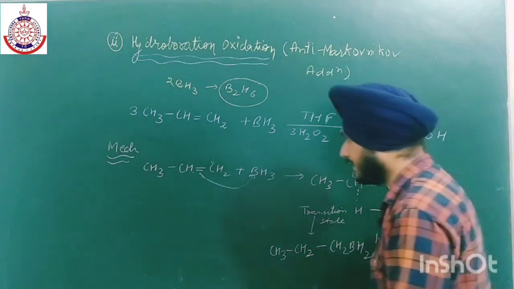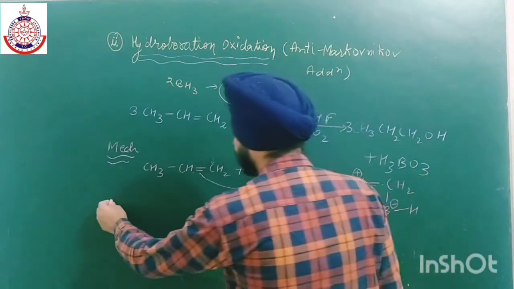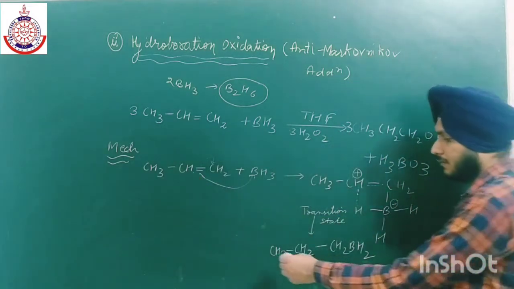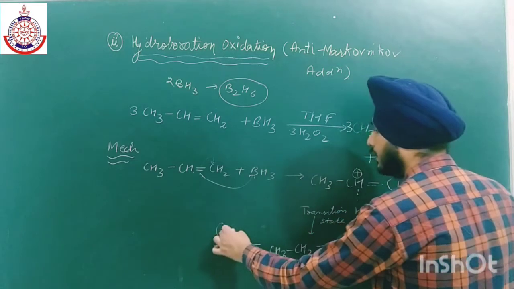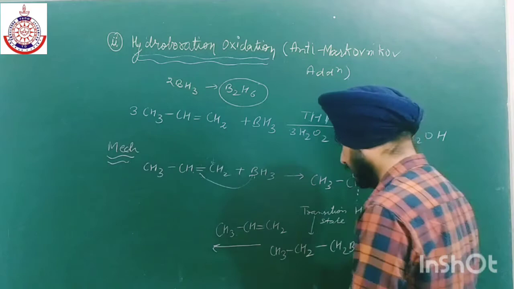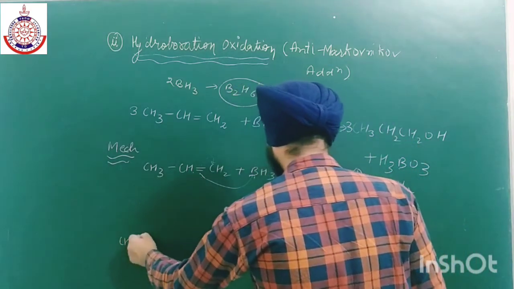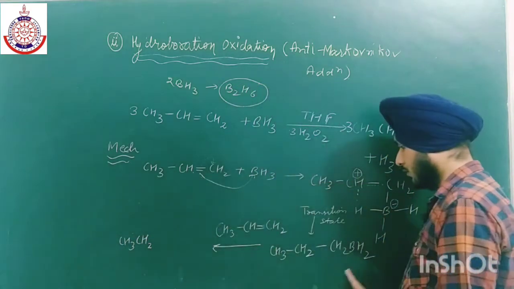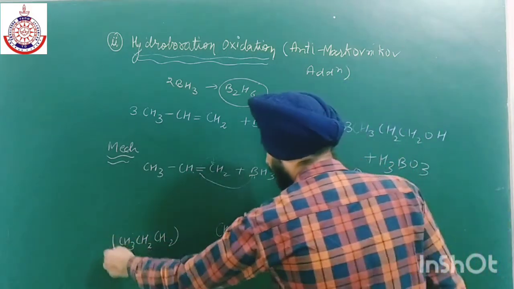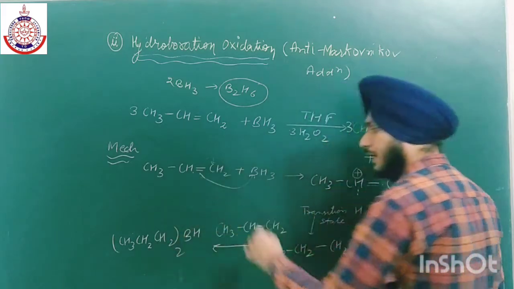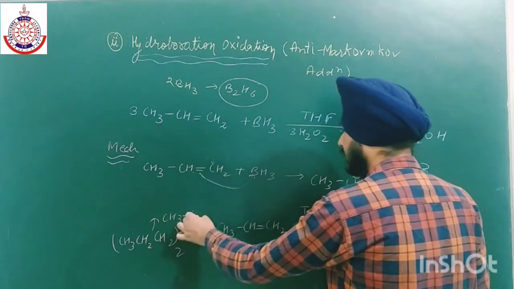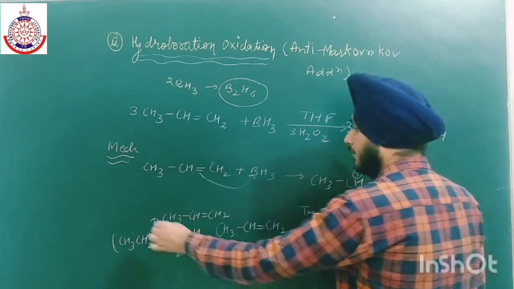Then again in the second step we have to add 2 more molecules of this. So after the addition of 1 more molecule of alkene, we will get CH3CH2, and 1 more hydrogen of boron will go to this carbon atom, giving BH. Again we have to add another molecule, CH3CH=CH2, and we will get CH.